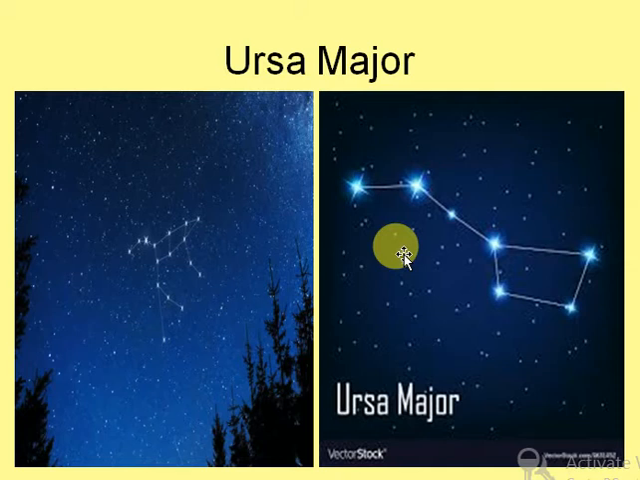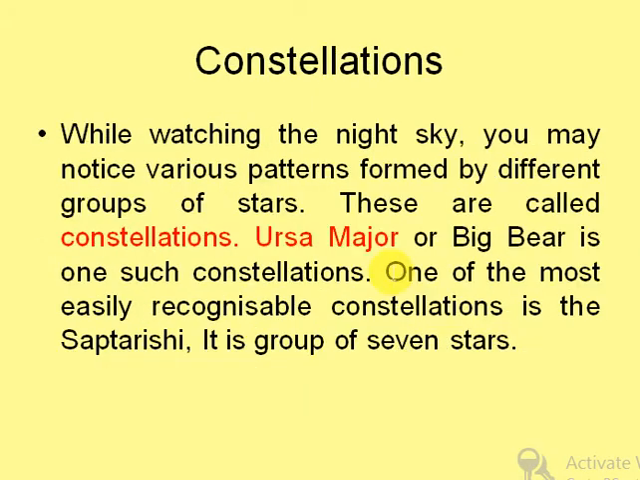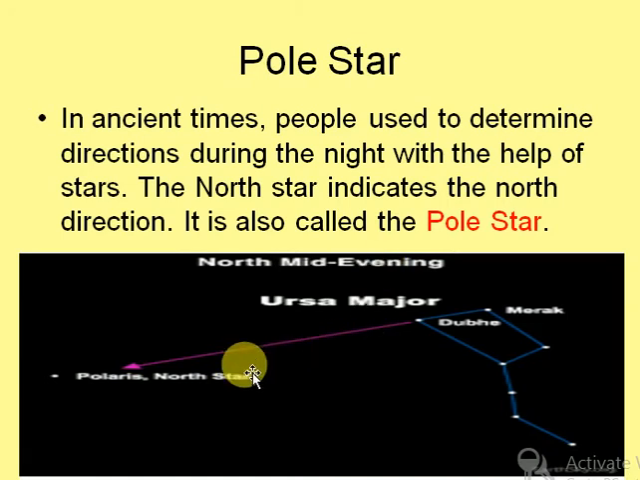It is almost directly above the North Pole, as it appears to remain in the same position in the sky while all other stars and constellations seem to revolve around it. So this is about the Ursa Major. If you make a straight line through the 2 pointer stars, you will find the location of the pole star or the north star.